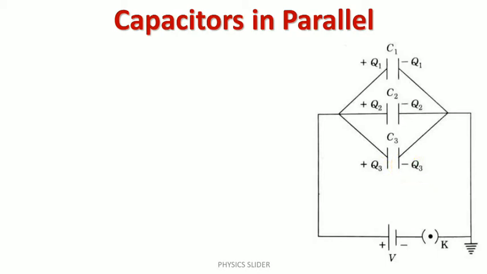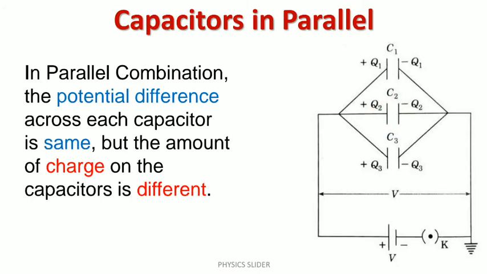In parallel connection, the charges are distributed according to the capacitance of the capacitors, while the potential difference across each capacitor is the same, since it is the parallel connection. So this is the applied potential, which will be the same for all these three capacitors. So we can say that in parallel combination, the potential difference across each capacitor is the same, but the amount of charge on the capacitors is different. This V will be applicable for all these three capacitors, but the amount of charge is different. This is Q1, for this Q2, and for that Q3.